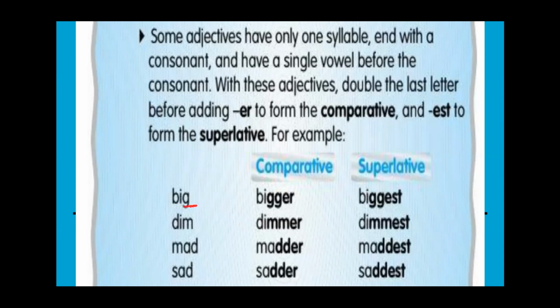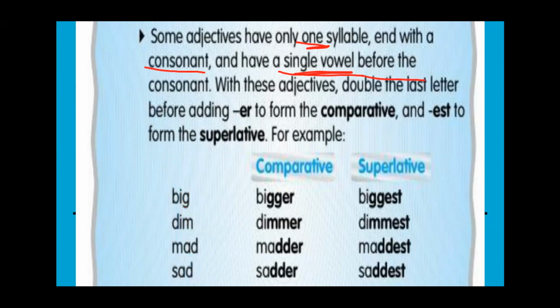So G over here is a consonant, M is a consonant, D is a consonant. So when the words have one syllable and end with a consonant like G, M, D, and have a single vowel before the consonant. What are the vowels over here? In big, I is the vowel. In dim, I is the vowel. Mad, A is the vowel. Sad, A is the vowel.